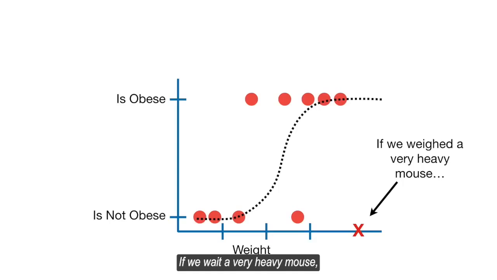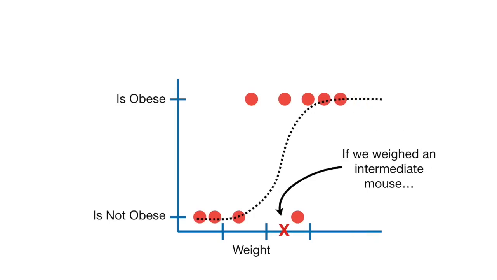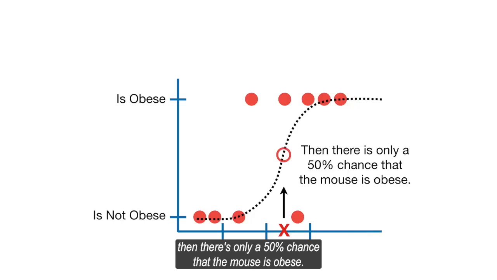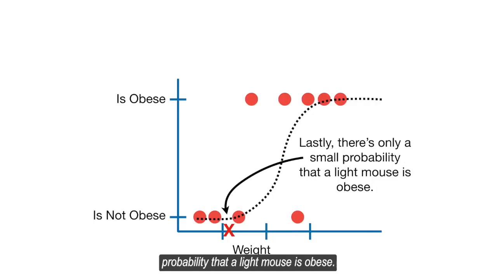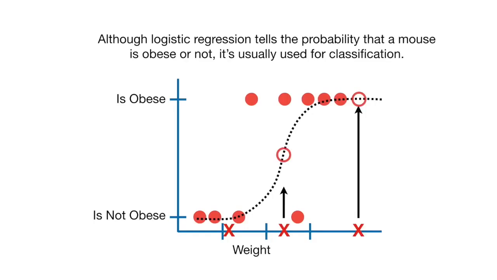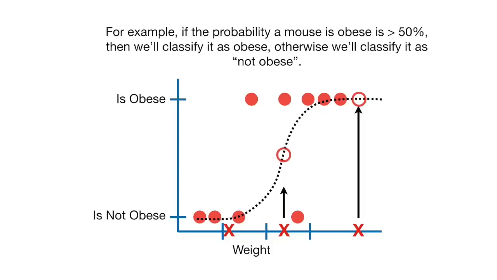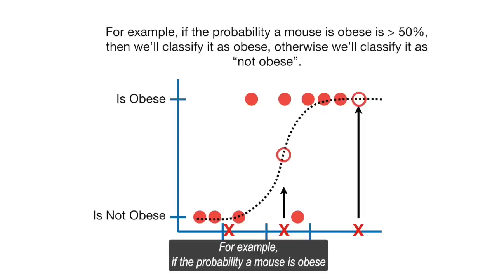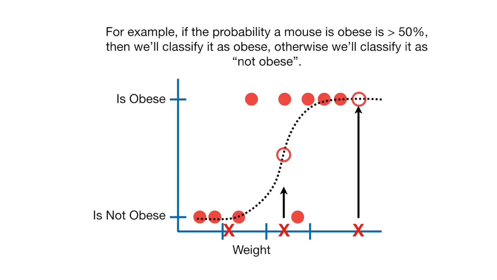And that means that the curve tells you the probability that a mouse is obese based on its weight. If we weighed a very heavy mouse, there is a high probability that the new mouse is obese. If we weighed an intermediate mouse, then there is only a 50% chance that the mouse is obese. Lastly, there's only a small probability that a light mouse is obese. Although logistic regression tells the probability that a mouse is obese or not, it's usually used for classification. For example, if the probability a mouse is obese is greater than 50%, then we'll classify it as obese. Otherwise, we'll classify it as not obese.